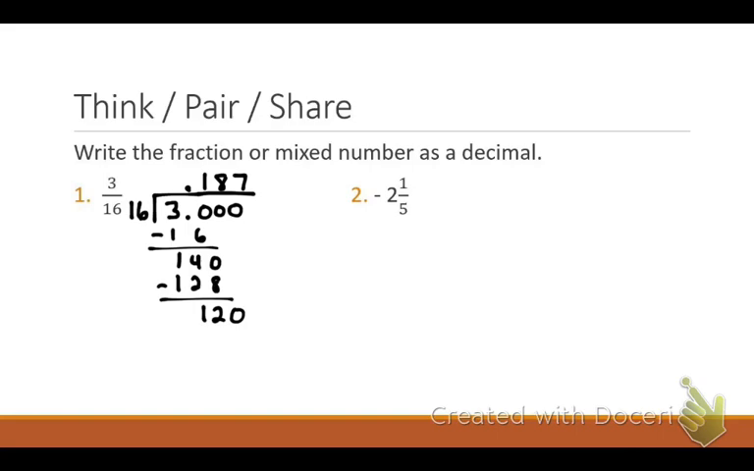7 times. What's 7 times 16? 112. Subtract it, bring down the 8. Now, I didn't have enough zeros because I'm not sensing a pattern of repeating, so I have to keep going. Drop down another 0. How many times can 16 go into 80? 5 times. 5 times 16? 80. Officially, woohoo! We are happy because we reached a 0, okay?